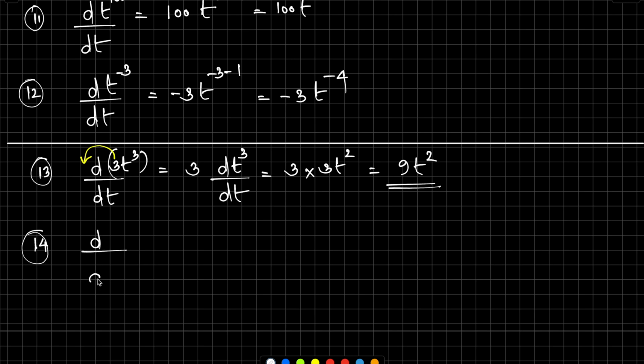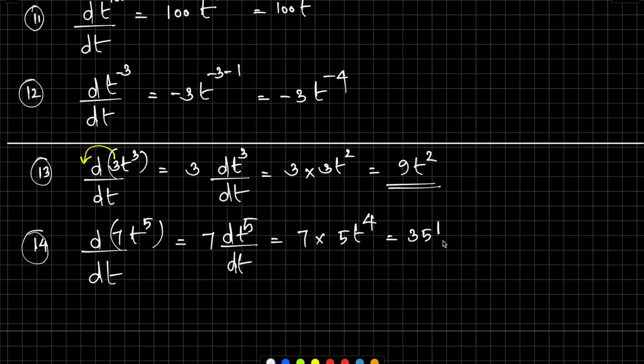d by dt of 7t to the power of 5. d by dt, take the constant outside. 7 is a constant, take it outside. d by dt of t to the power of 5 is 5t to the power of 5 minus 1, which is 4. So 35 t to the power of 4.